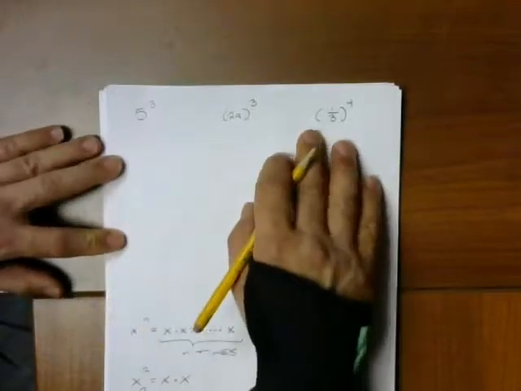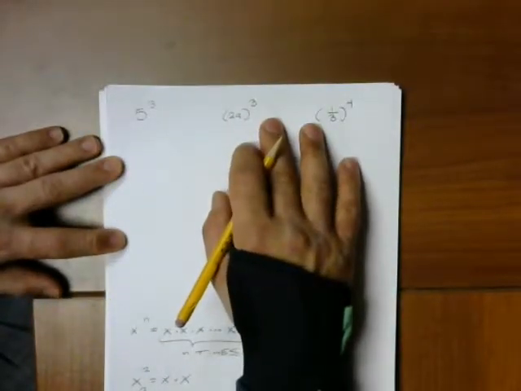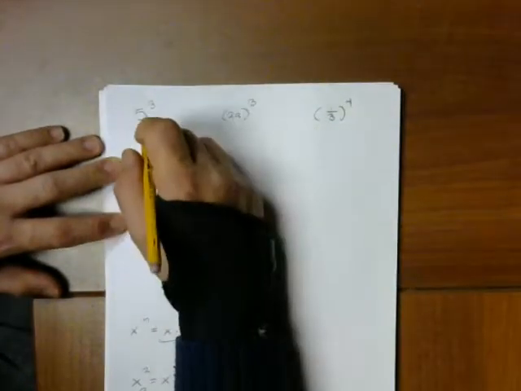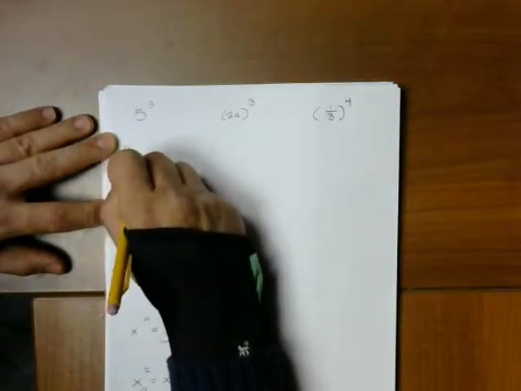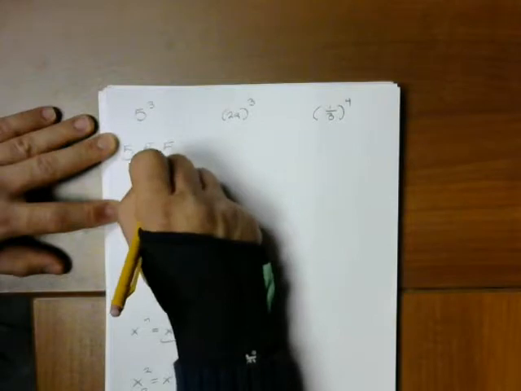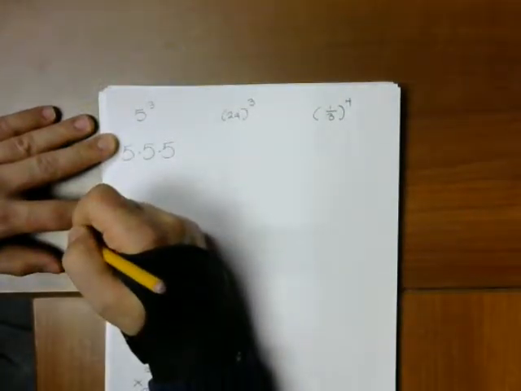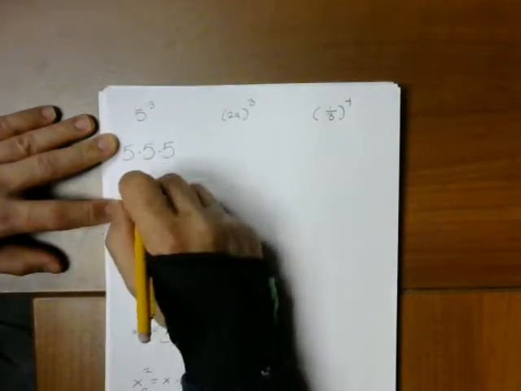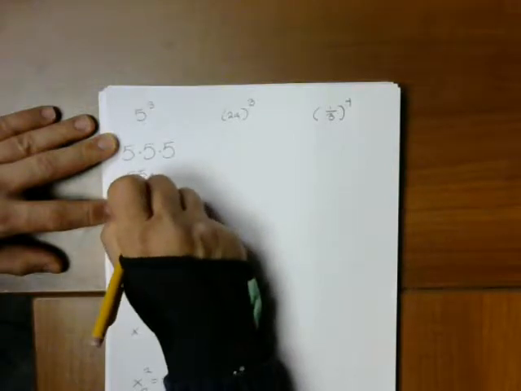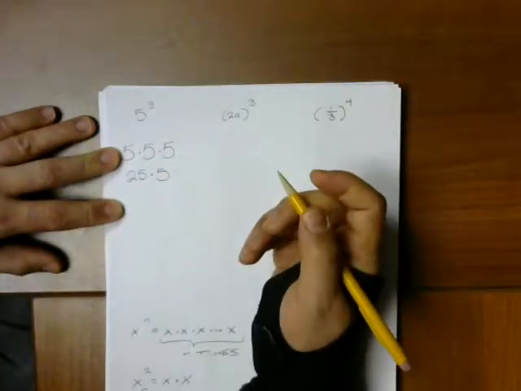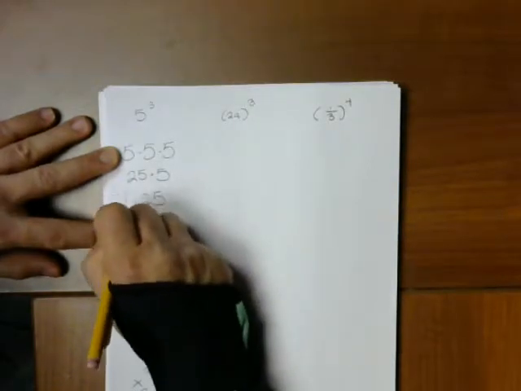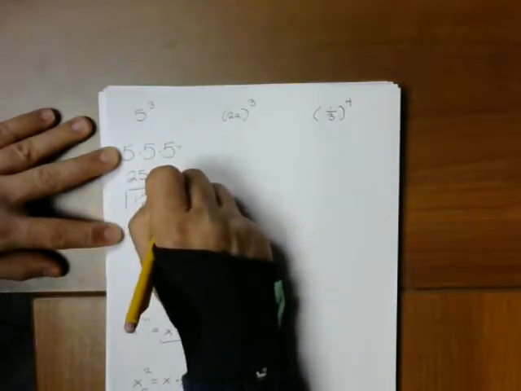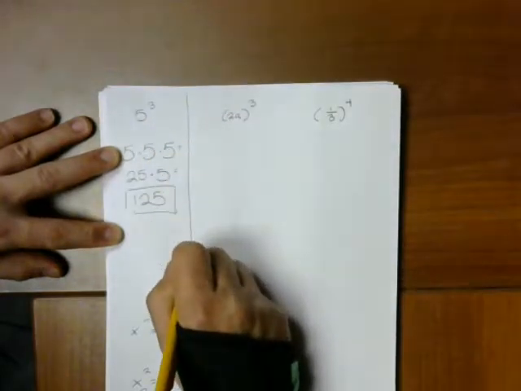So let's see if we can figure out what these things are. We can simplify them a little bit. So this is 5 cubed, and by definition what this means is 5 times 5 times 5. And then we can just compute that. That's 25 times 5. Well, 25 times 4 is 100, so 25 times 5 is 125. And that is my answer there.